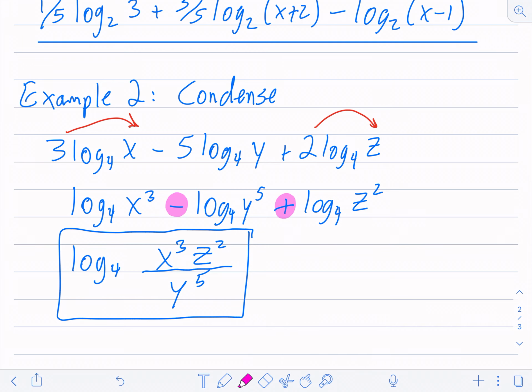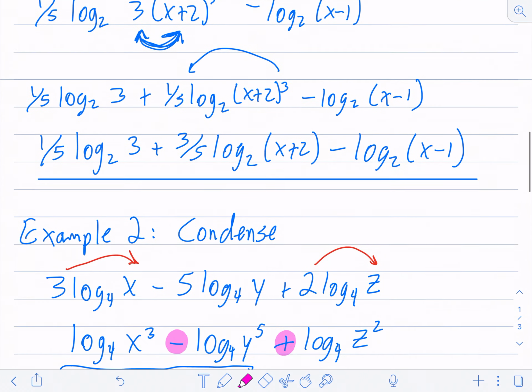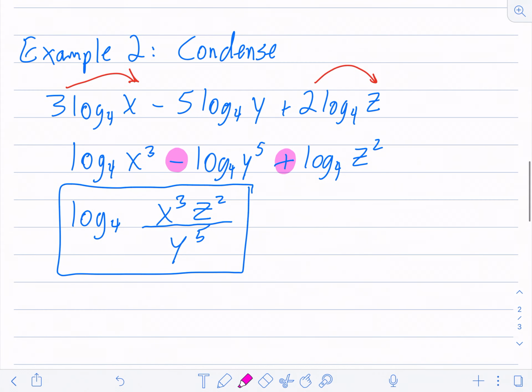And that's it. So there's an example of expanding a logarithmic expression into multiple logs, and an example of taking multiple logarithmic expressions and condensing them down into one.